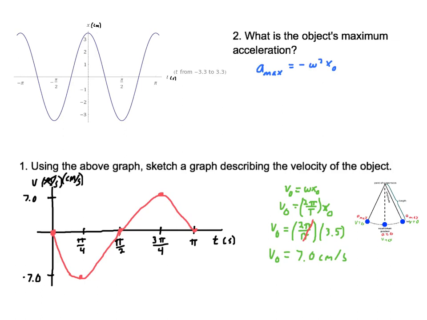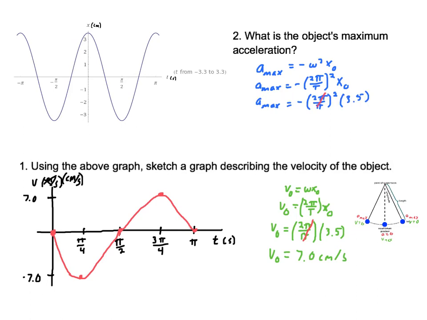Now, number 2 is relatively easy. It's asking for the maximum acceleration, and you need to remember maximum acceleration happens at the amplitude, 3.5 centimeters here, and so I'm going to end up with my acceleration in terms of centimeters per second squared. I do not know the angular frequency here, but I do know an equation for angular frequency, and off the graph I'm able to get the period. Substituting in the equation for angular frequency in terms of period.